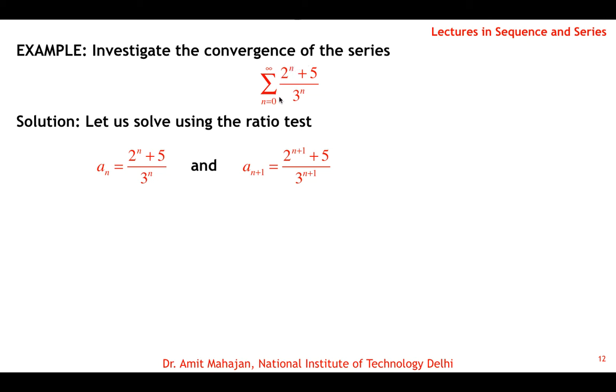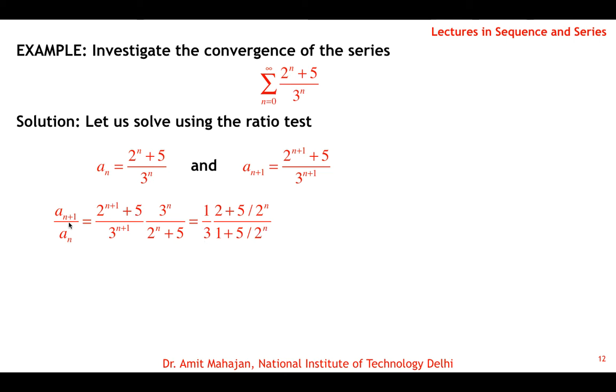So given this series a_n, a_n will be (2 power n plus 5) by 3 power n. And for the ratio test we need a_(n+1). So if I put n as n plus 1 here, we get a_(n+1), which is (2 power n plus 1 plus 5) over 3 power n plus 1. And then we just need to calculate the ratio a_(n+1) by a_n. This will be this number divided by this, so this will be written in the reverse order, and so we can cancel out 3 power n and just rewrite this.